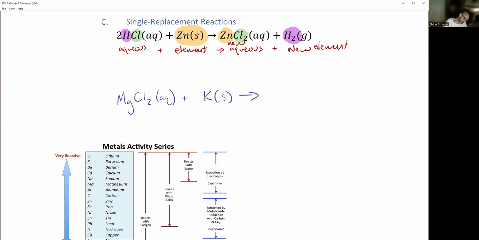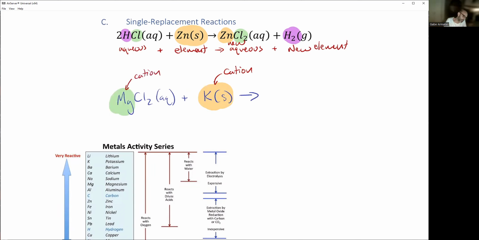We're going to look at the individual element on the left. This element right here, does potassium like to form a cation or an anion? Well, potassium is in group 1. This is going to form a cation. Which of the two on the right like to form cations, magnesium or chloride? Well, in fact, it already is a cation. Magnesium likes to form a cation.